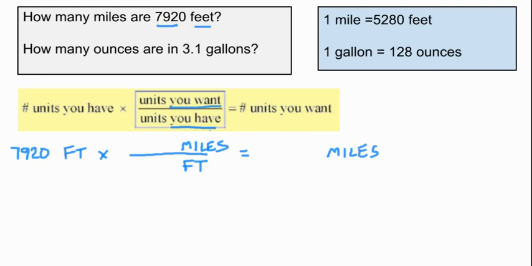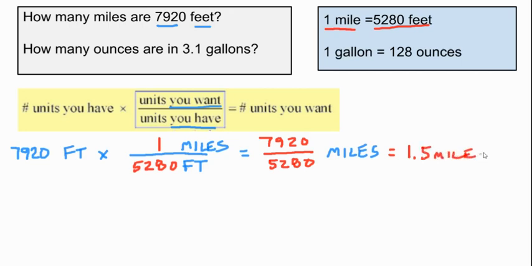So all we have to do now is put the numbers from our unit conversion next to the units. 1 mile. So we're going to put the number 1 here. 5,280 feet. We're going to put that next to feet. Because this is on the bottom of a fraction, that indicates that we are going to multiply, and we will get this fraction, 7,920 over 5,280. We run that through the calculator, and we get a decimal value of 1.5 miles.